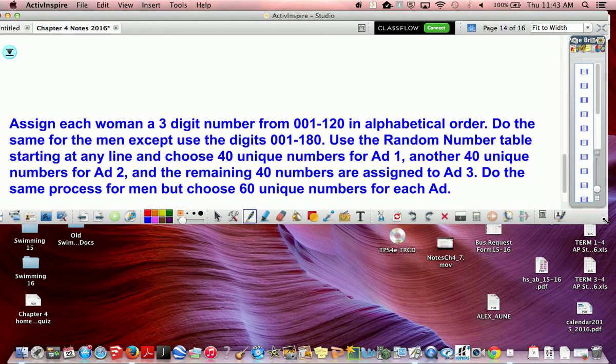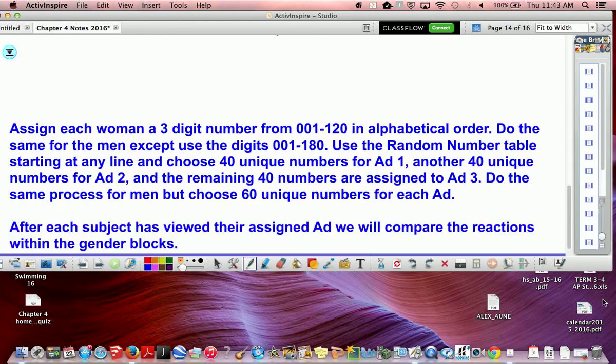All right, let's continue on to the next page here. Just want to make sure it's the correct page.